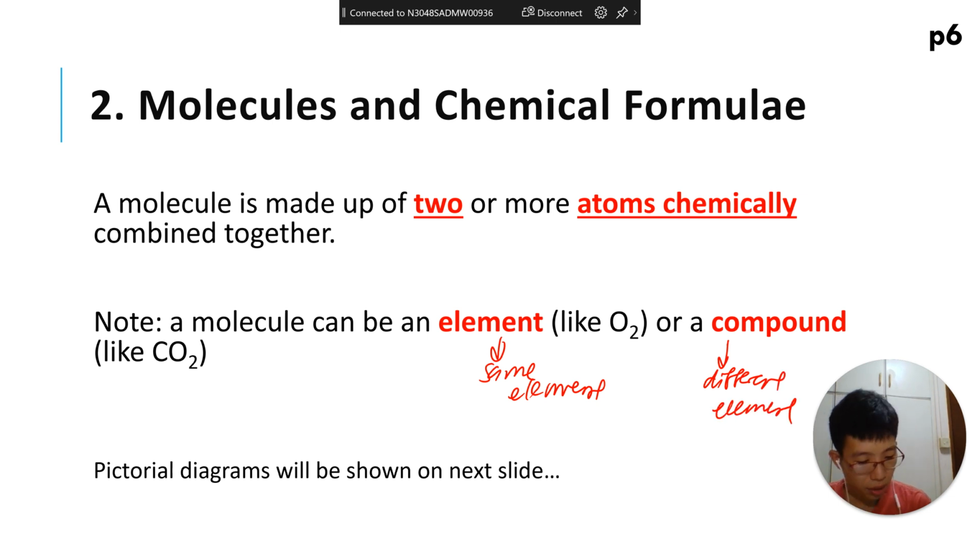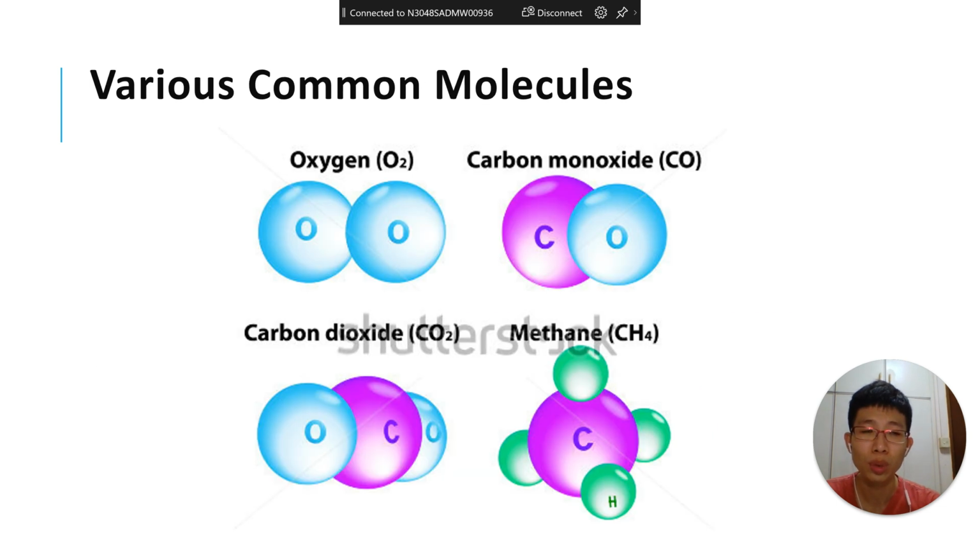So how to know, right? You can just look at the chemical formula. O2 has only 1 capital letter, so it means it has 1 element. For CO2, it has 2 different capital letters, which means it has 2 different elements. That's all. So let me show you the pictorial diagram of O2 and CO2.